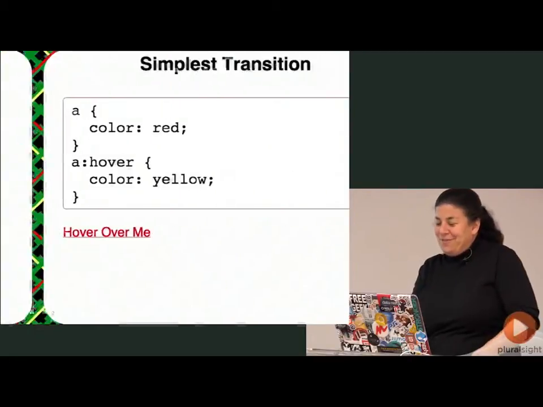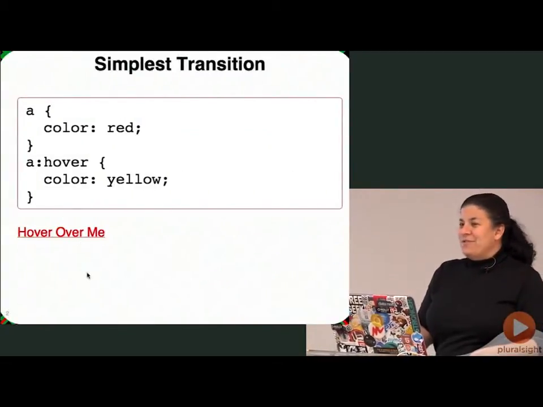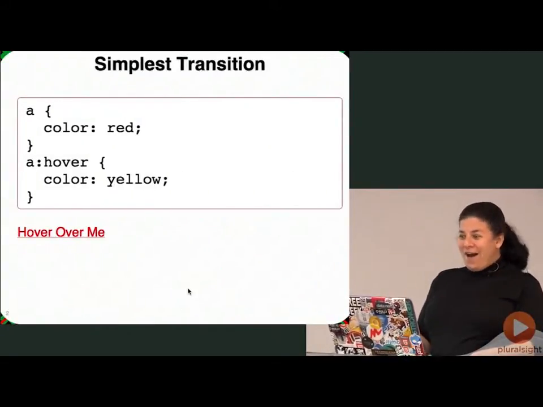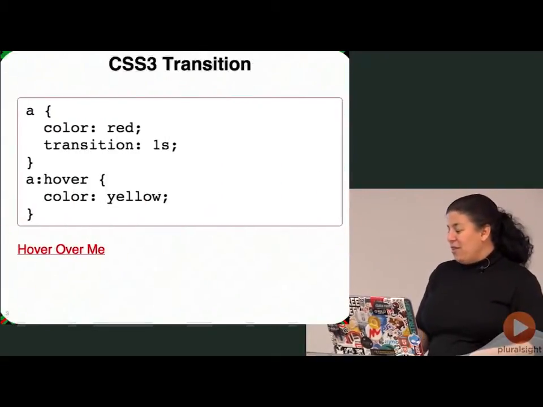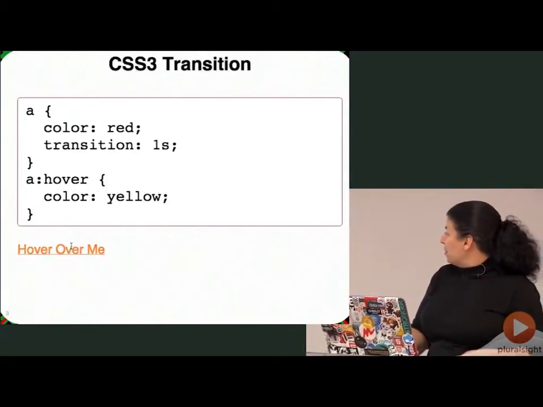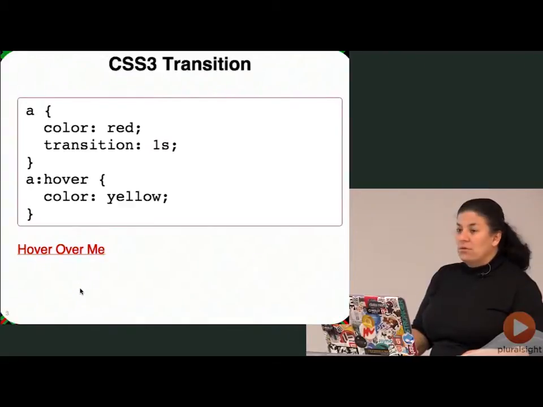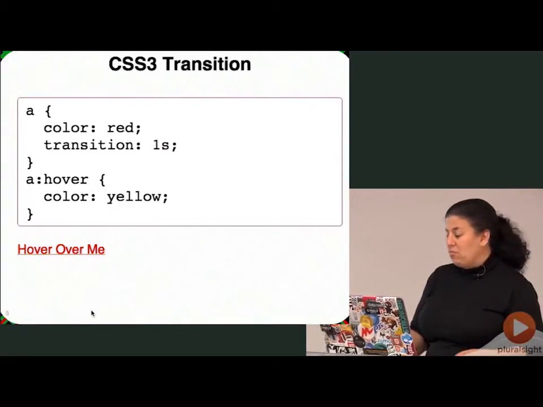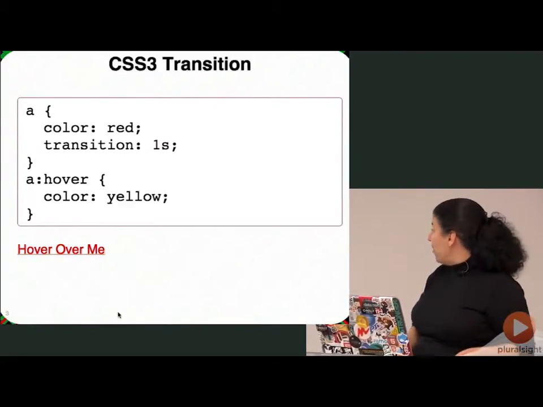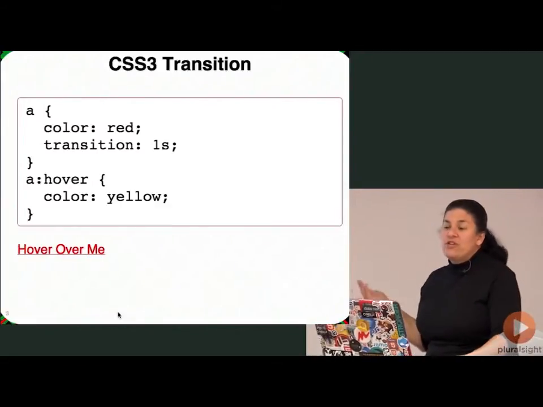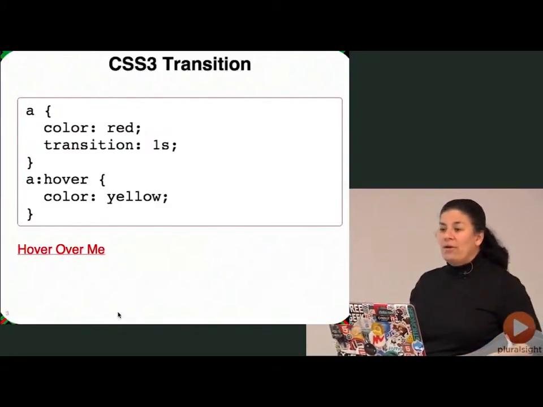Okay. This is a transition over 0 seconds. Wow. Okay. This is a transition over 1 second. It's a transition. Really complex. So the thing is, we are changing a property. We're changing the color property over an amount of time.